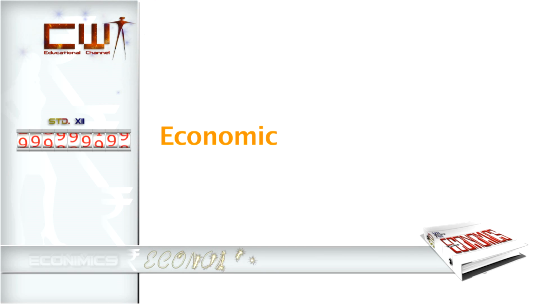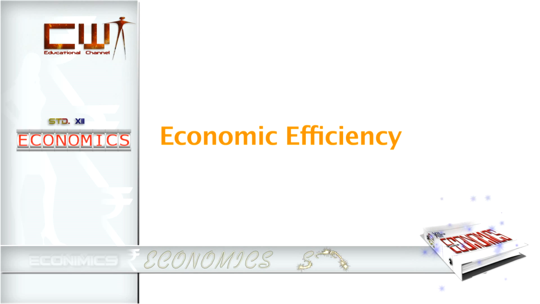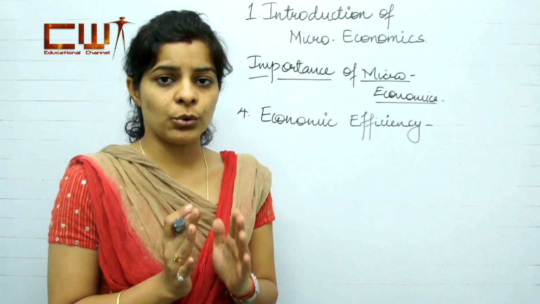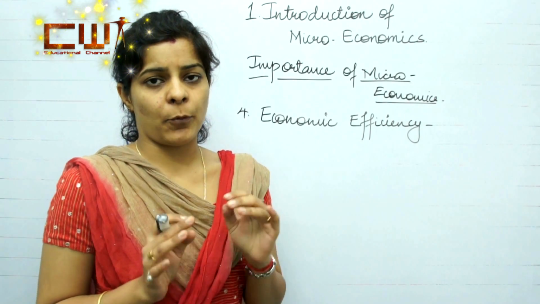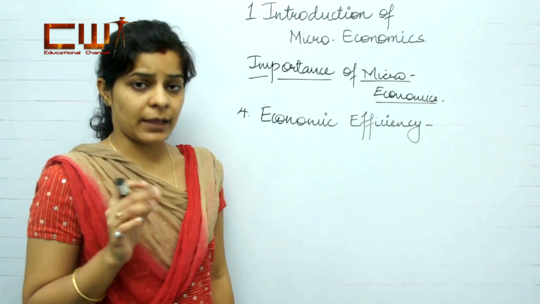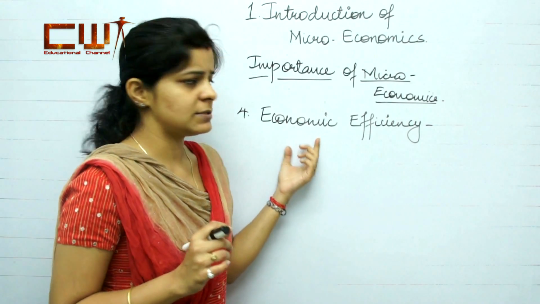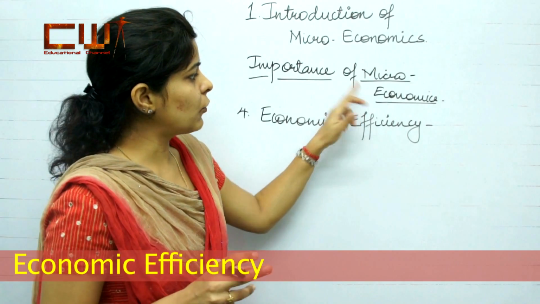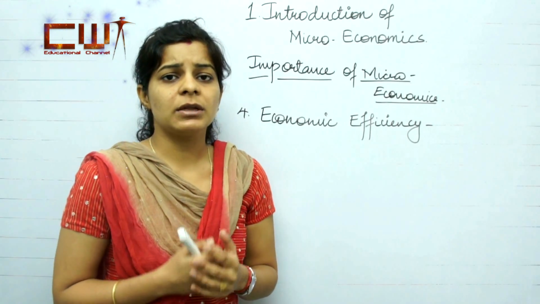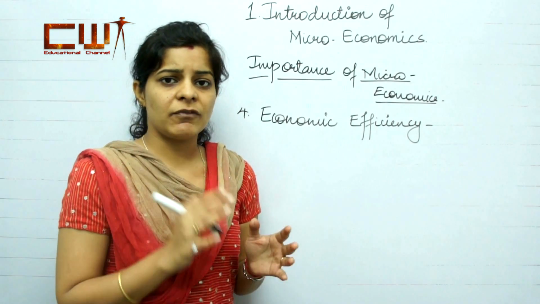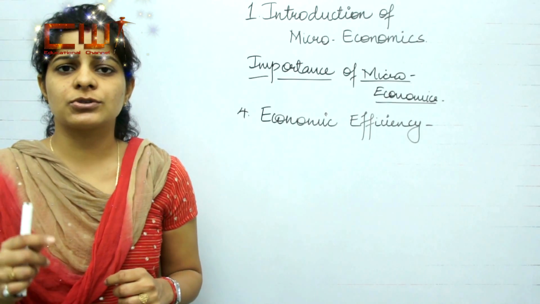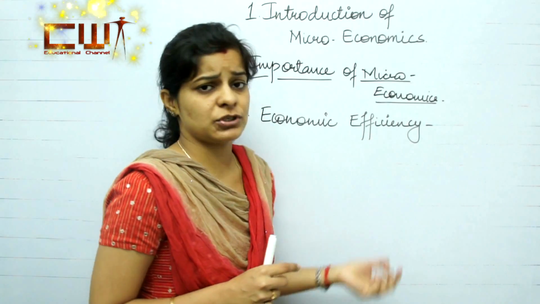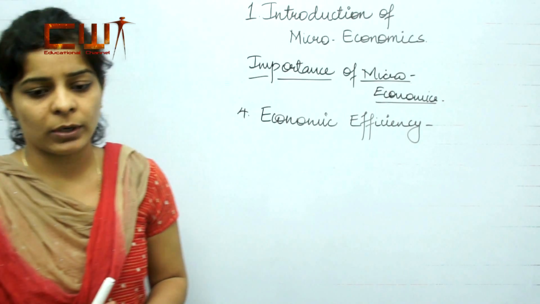Next importance of microeconomics is economic efficiency. What do you mean by the term efficiency? Whatever task is assigned to you, you are doing it perfectly. Nobody will be able to pinpoint you on anything. That is known as economic efficiency. Economic efficiency means you have divided the resources. As we have dealt in the first point, microeconomics helps in allocation of resources. Now the task does not finish there. You have to see whether the resources you had allotted in the economy are being utilized efficiently or not. So you have to check whether the resources are being efficiently employed or used in the economy.